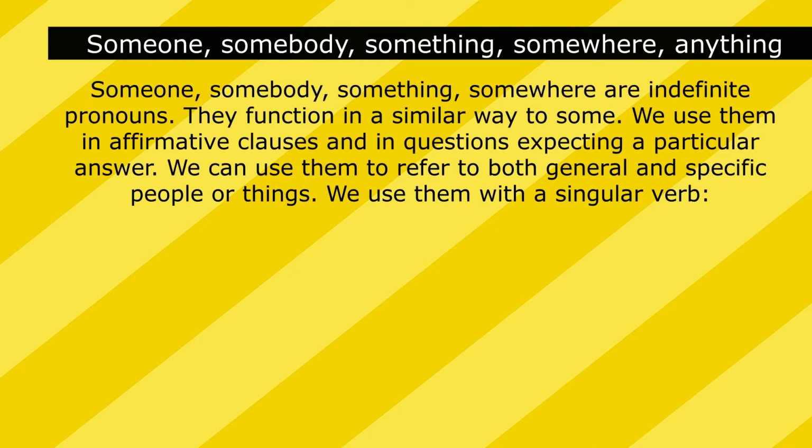Number two, how to use someone, somebody, something, somewhere, and anything. Someone, somebody, something, somewhere are indefinite pronouns. They function in a similar way to some. We use them in affirmative clauses and in questions expecting a particular answer. We can use them to refer to both general and specific people or things. We use them with a singular verb.